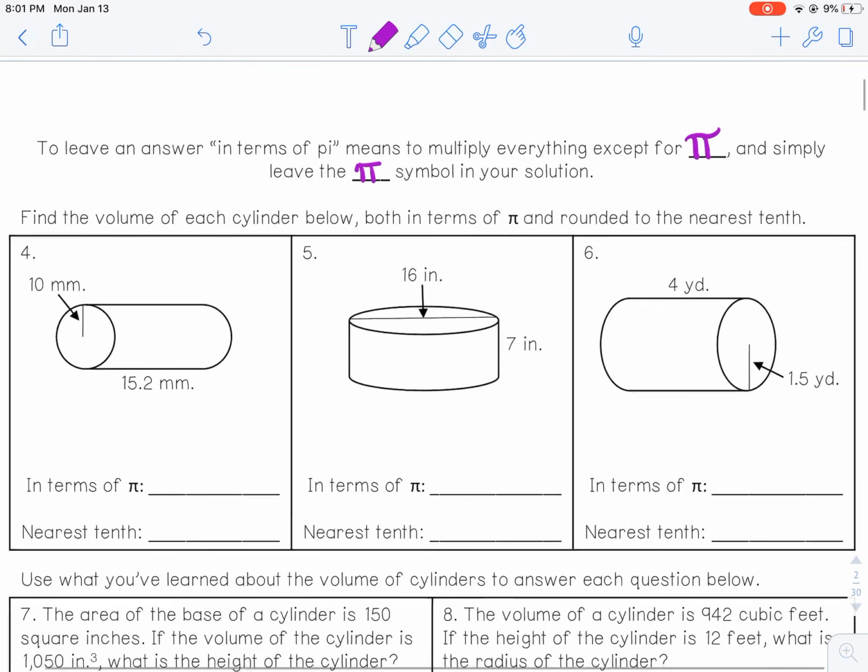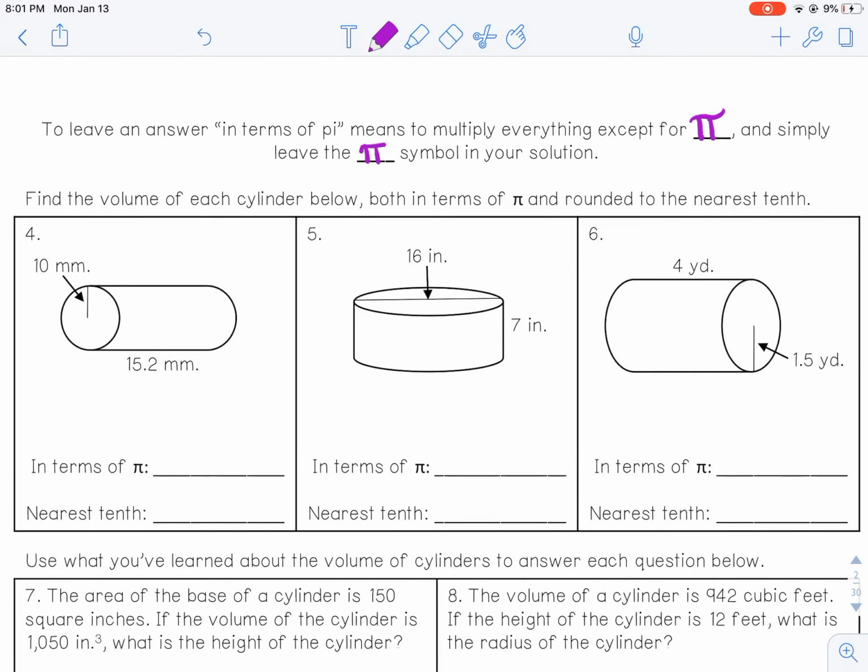All right, so let's take a look at number 4. I have 10 millimeters that goes halfway across the circle, so that means that's my radius. So radius is 10. All right, and the height of the cylinder, if I were to put it on its base, would be 15.2 millimeters. Okay, so my formula would be pi times r squared, and in this case, we're leaving pi as pi. R squared would be 10 squared times the height of 15.2.